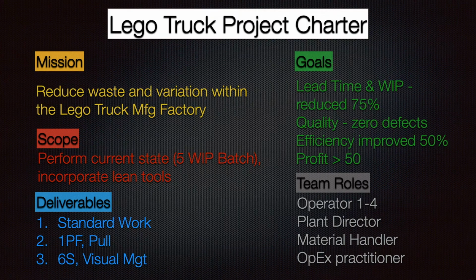Our mission is to reduce waste and variation within our little factory here, and the scope will be everything performed in the current state. Then we're going to do 5 different iterations, where you can see the power of each of the individual tools as we implement them, whether it's one-piece flow, 6S, standard work, or pull systems. Our goal is obviously to reduce lead time and inventory by at least 75%. We want 0 defects from a quality perspective, and we want to improve our efficiency by 50%. This should help us achieve a profit greater than 50 units.